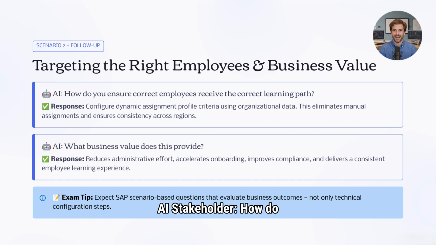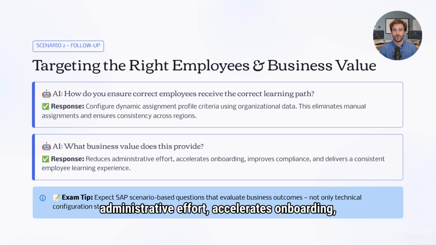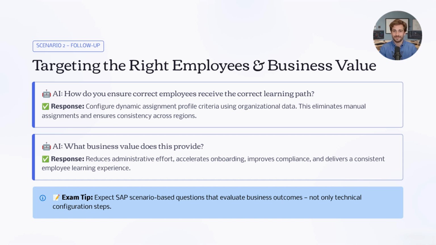AI stakeholder: How do you ensure the correct employees receive the correct learning path? Candidate response: I would configure dynamic assignment profile criteria using organizational data. This eliminates manual assignments and ensures consistency across regions. AI stakeholder: What business value does this provide? Candidate response: It reduces administrative effort, accelerates onboarding, improves compliance, and delivers a consistent employee learning experience. Exam tip: Expect SAP scenario-based questions that evaluate business outcomes, not only technical configuration steps.